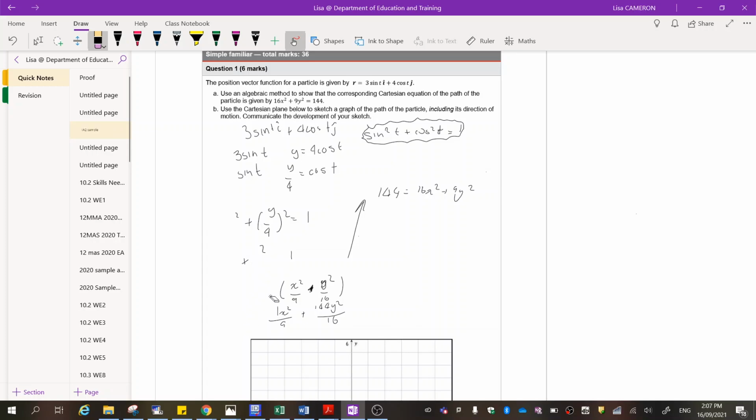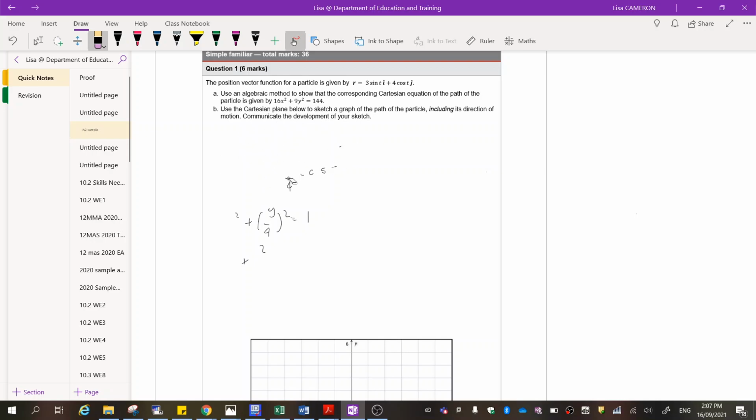Now, question B says, use the Cartesian plane below to sketch the graph of the particle, including its direction and motion, and communicate the development of your sketch. So let's have a look at this. All right, now this one is a tricky one, so we'll work through it a bit slowly. We're using a Cartesian plane, which means we're not using this specific model as such, because this uses i's and j's. We need x's and y's.